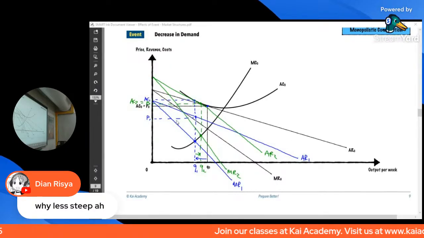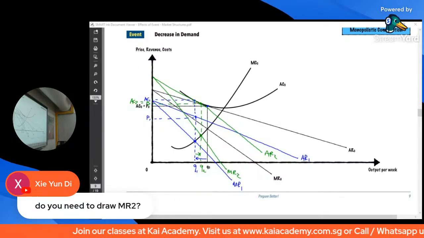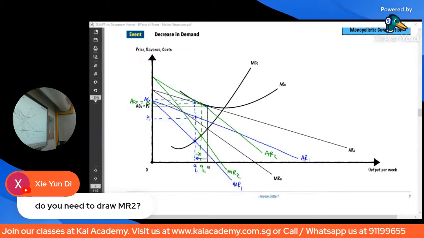Yunti, your question is, do I need to draw the MR curve? MR2, yes, you will need to draw MR2, have to.